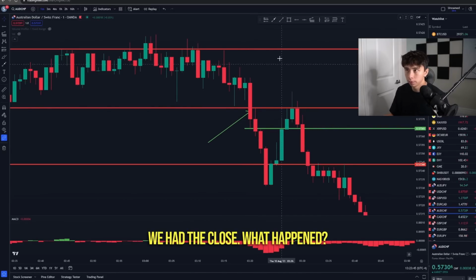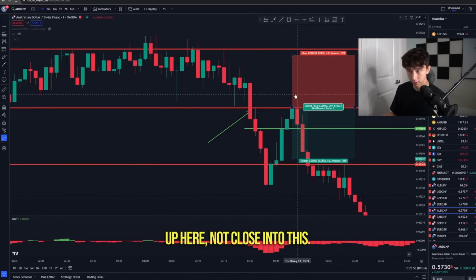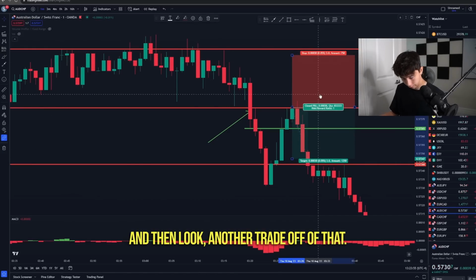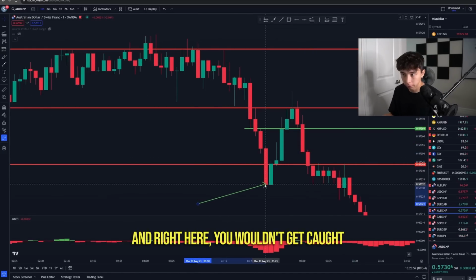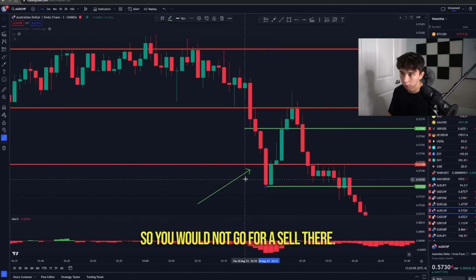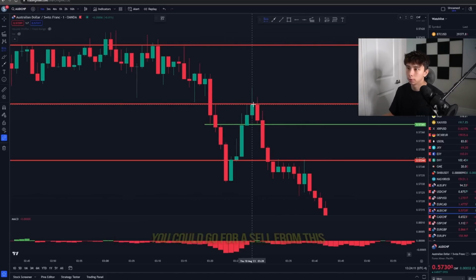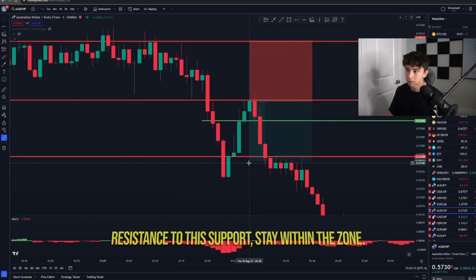We had the close. What happened? You wait for price to come back up here, not close into this. And then look, another trade off of that. And right here, you wouldn't get caught here because this was a breakout candle. Price did not close below that, so you would not go for a sell there. Price headed back up. Price didn't even close in here. So look at that. You could go for a sell from this resistance to this support.